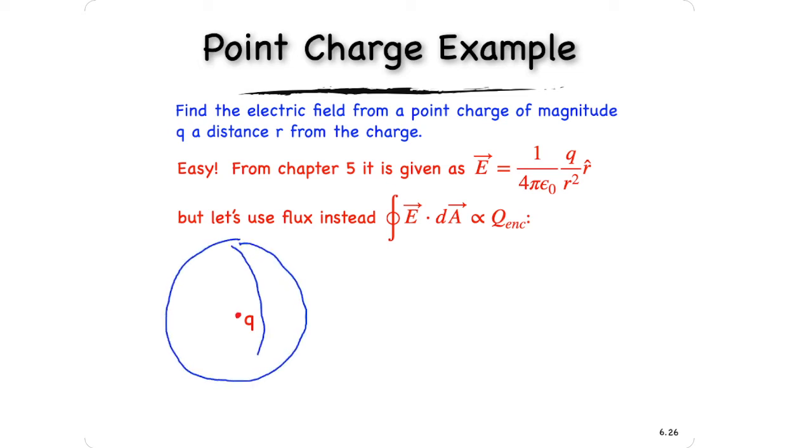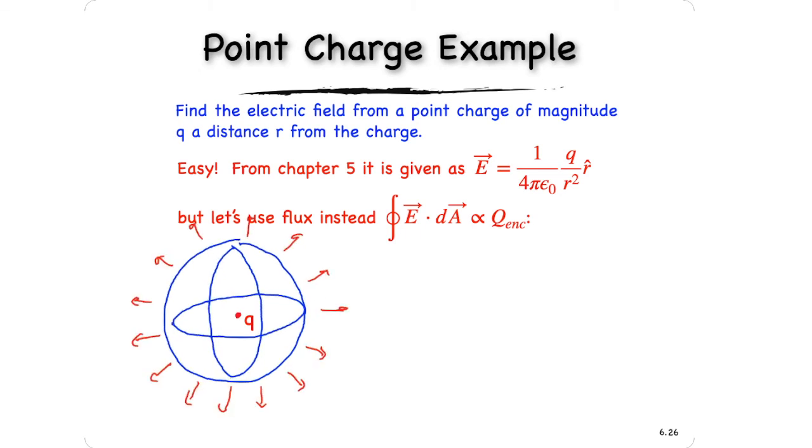So I'm going to draw a sphere around my point charge. It's a sphere because I expect the electric field to be spherically symmetric. So I want to match that geometry with the surface that I draw. And now I know that the field is going to radiate outwards. So the electric field on the surface of that sphere is going to point outwards, and those are the red vectors.